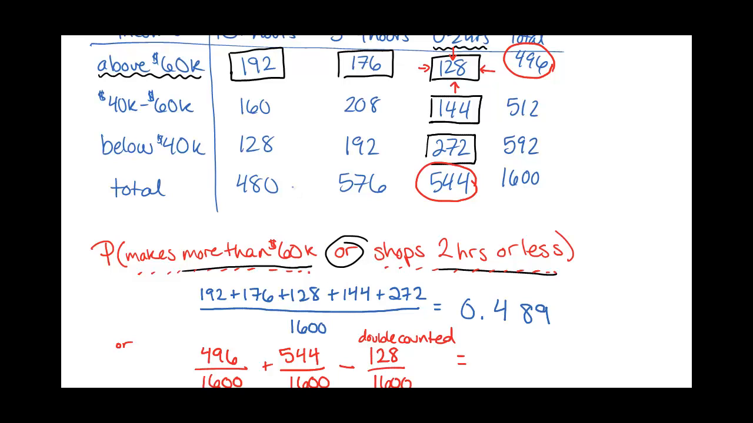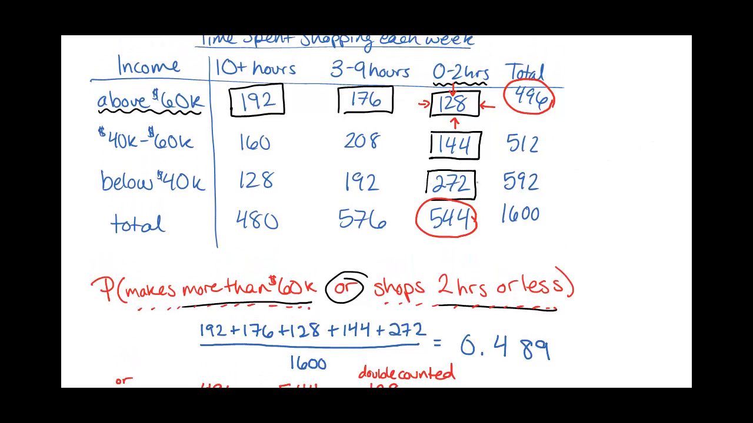So you can use either of these methods: adding the two totals and then taking out the overlap, or just counting up the people individually. I personally prefer the first method, but the thing you have to be careful with is that when you have OR events like this, oftentimes there are people or things or events that occur in both categories, and you have to make sure that you're not counting those twice.